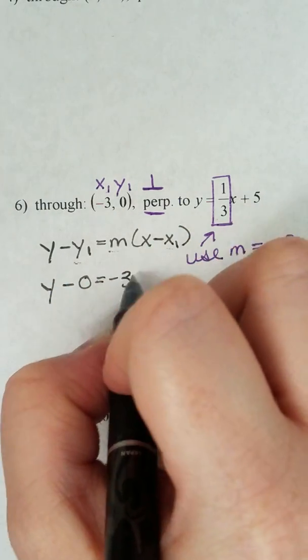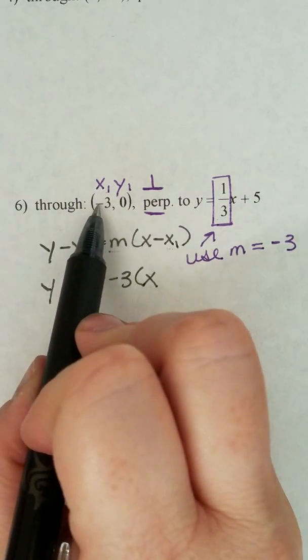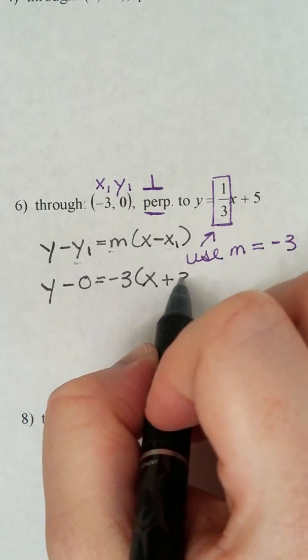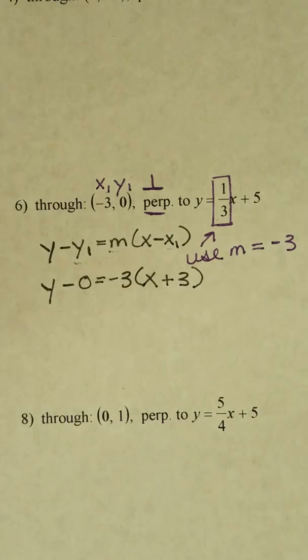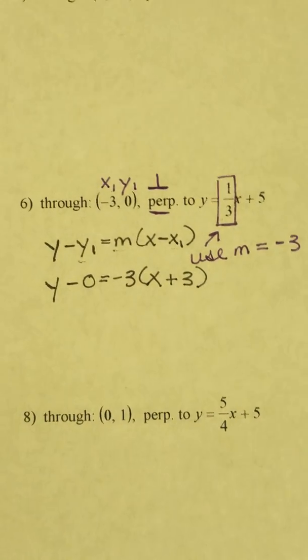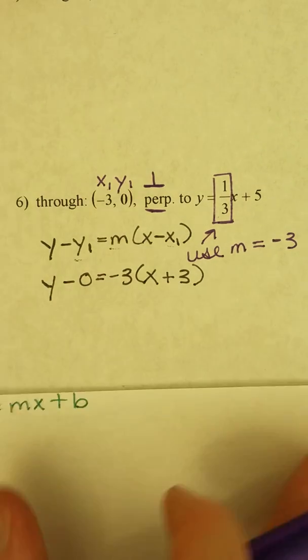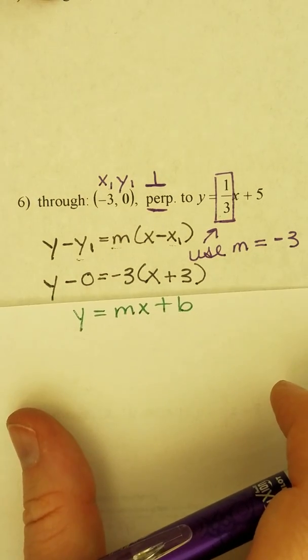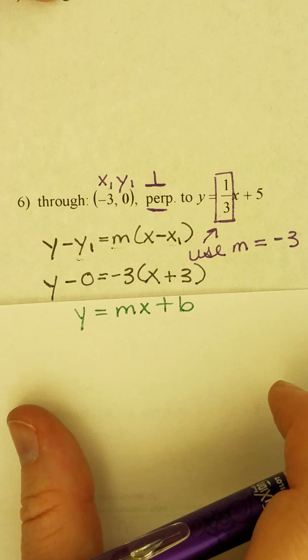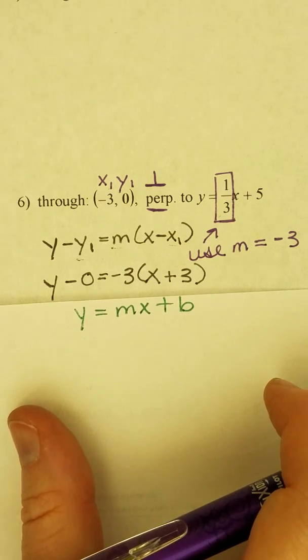My slope is -3, and I have x. Again, I have a negative here, so I'm going to go ahead and change that to a positive. And my goal is going to be to put this in slope-intercept form. So again, if I compare what I have to slope-intercept form, I'm not there yet.